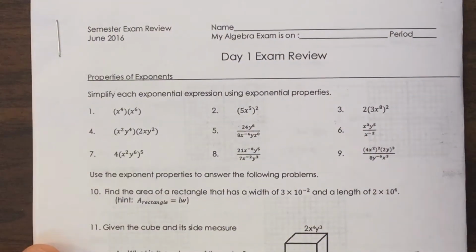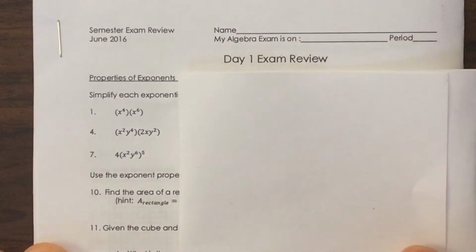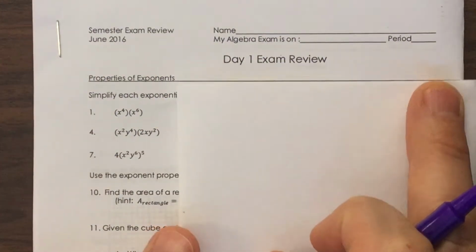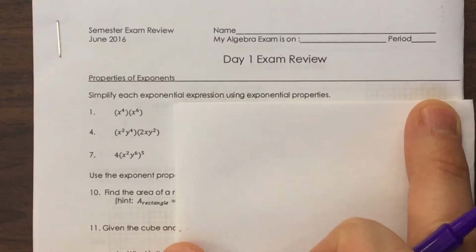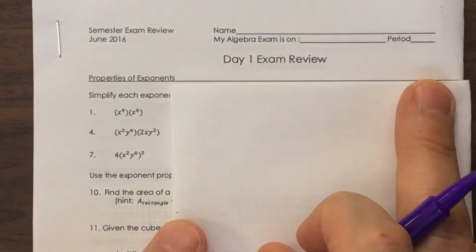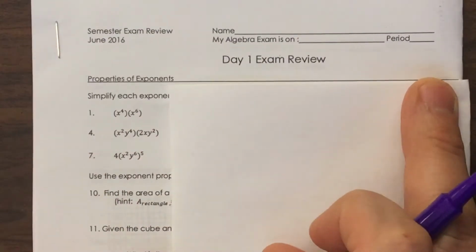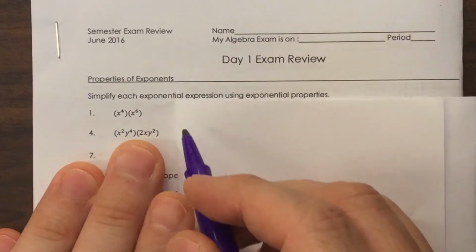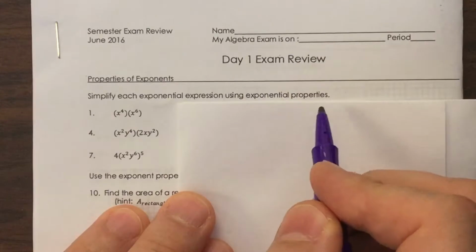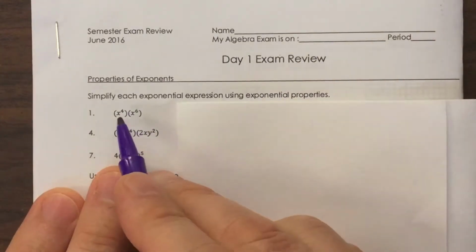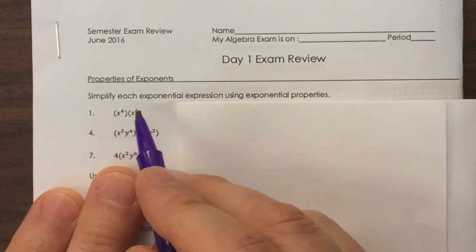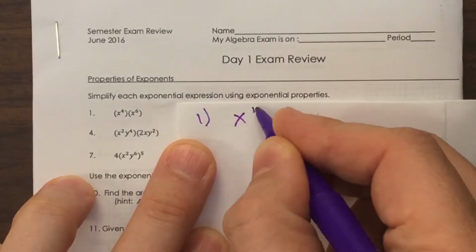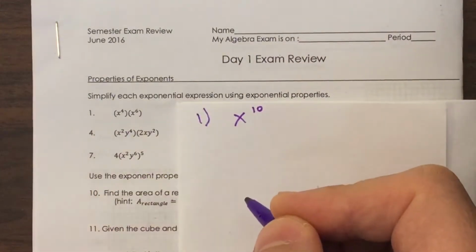So, number one, and guys, you're going to have to do this on separate paper, especially if you are some of the people we've spoken with about turning this in for some missing work replacement. You're going to have to do it on separate paper, all right? Okay, so simplify each exponential expression using exponential properties. So I'm multiplying the same base, so I add the exponents. That's going to be, number one is x to the 10th, because 6 plus 4 is 10.